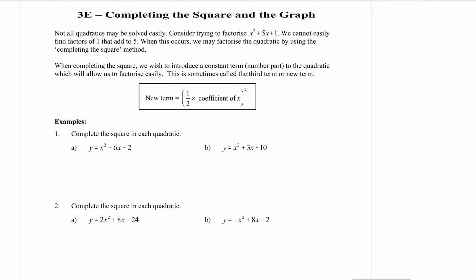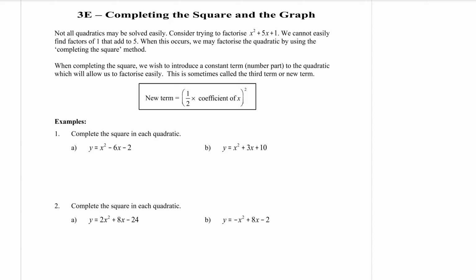We're going to continue with that today. Last lesson we got to use factorizing to help us, but not all quadratics can be factorized nicely. So we have some other strategies that we need to be familiar with as well. And the next strategy we have to practice is our completing the square method.